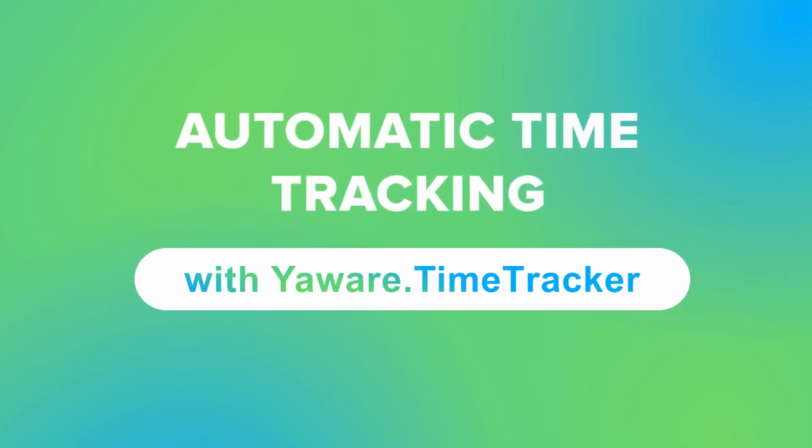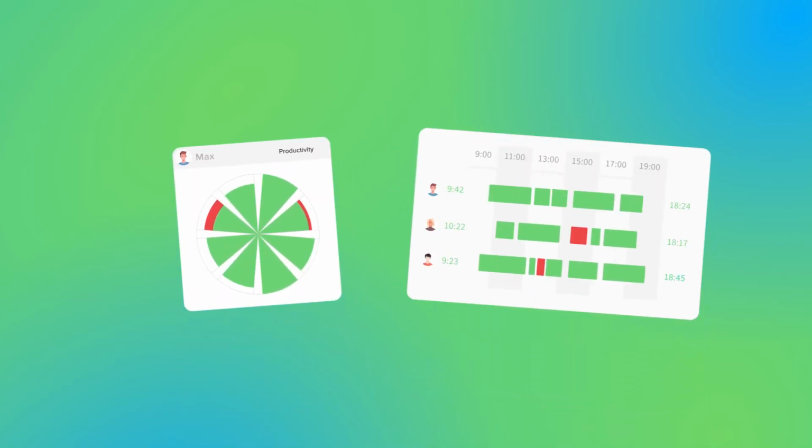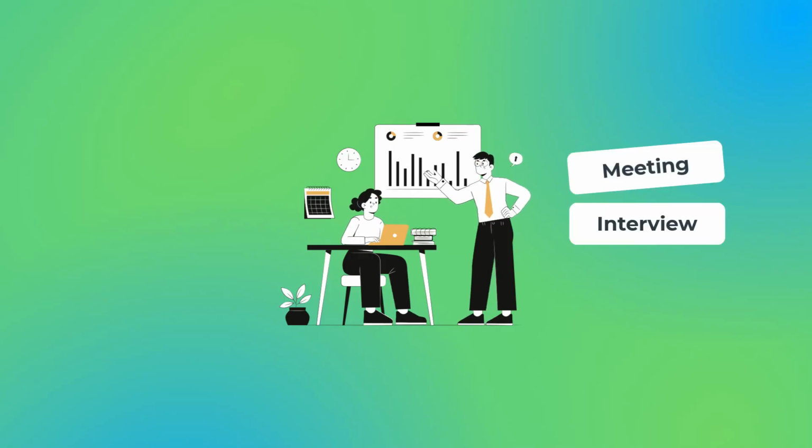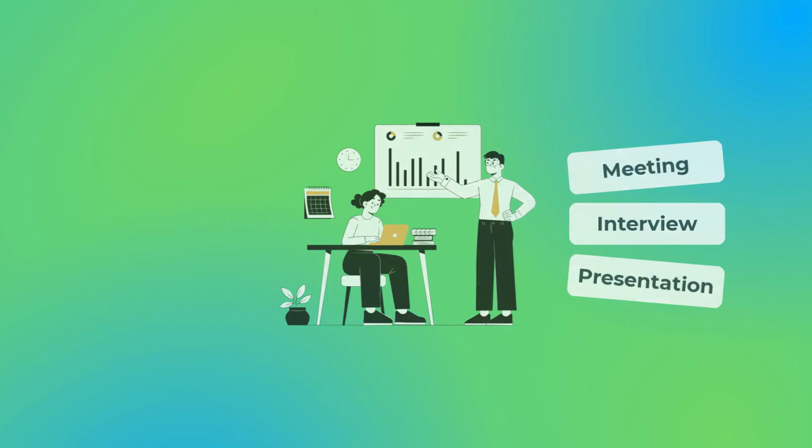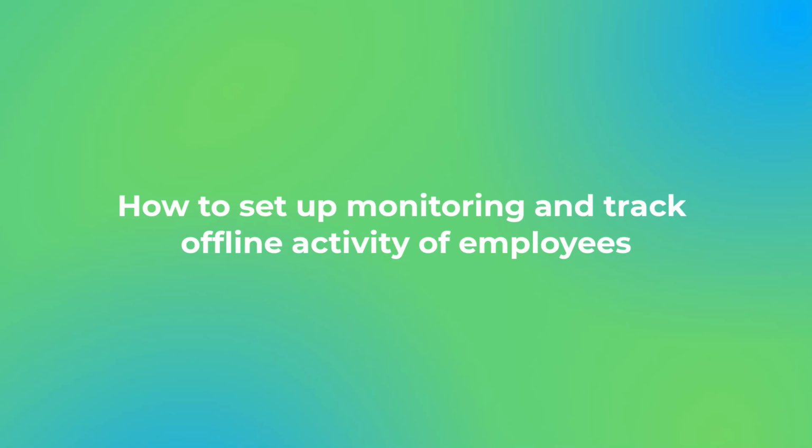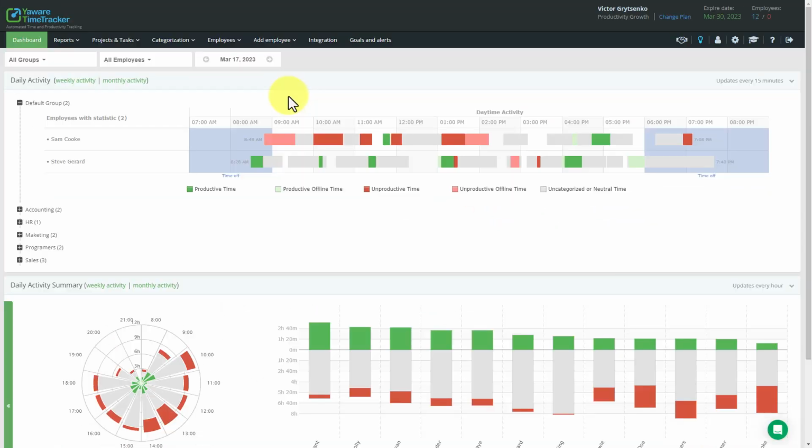The most difficult part of any accounting is to regularly enter data into the system. Yaware.Timetracker automatically collects information about employees' working hours at the computer and makes it easy to indicate offline activity. In this video, we'll show you how to set up monitoring and track employees' offline activity. You can create settings for the entire company, department, or a specific employee.